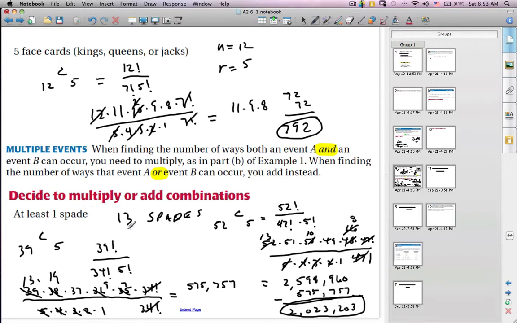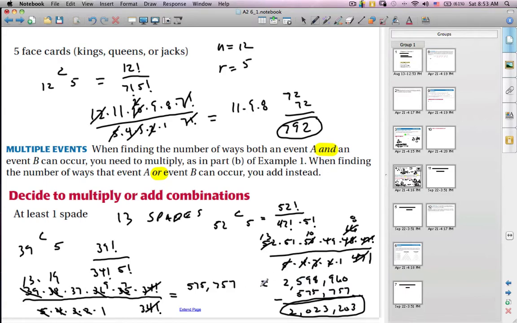So again, I could have calculated having one spade, having two, having three, having four, all the way up to 13 and added them together, and I would have gotten this same number. But it was much easier to figure out how many hands don't have spades and take that out of the total number of possible hands.